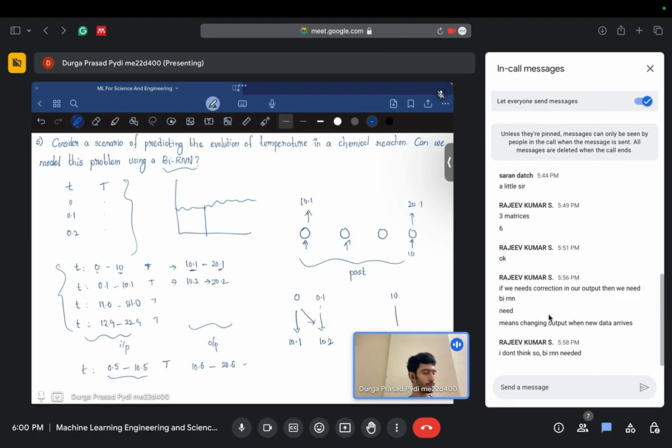And similarly for predicting the last value, which is at 20.1, it will use all the values. It will use 0, 0.1, 10. All of this will be used to actually predict this in a simple RNN. But now if you use a bidirectional RNN, in order to predict this 10.1, it will not only use 0, it will also use all other values. So it will use the entire history to actually predict this.